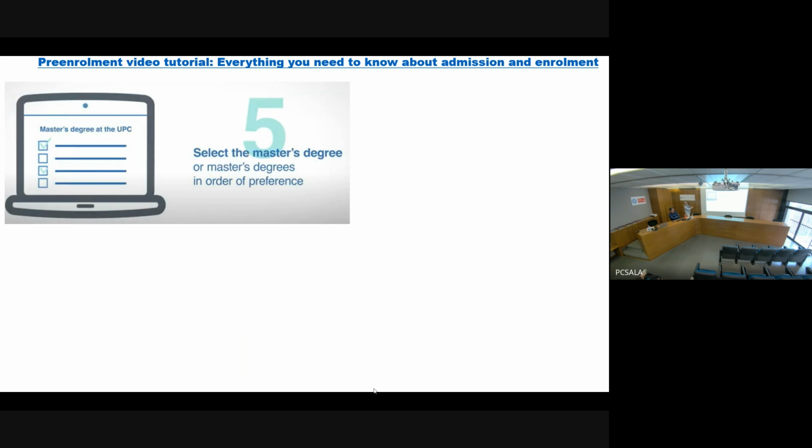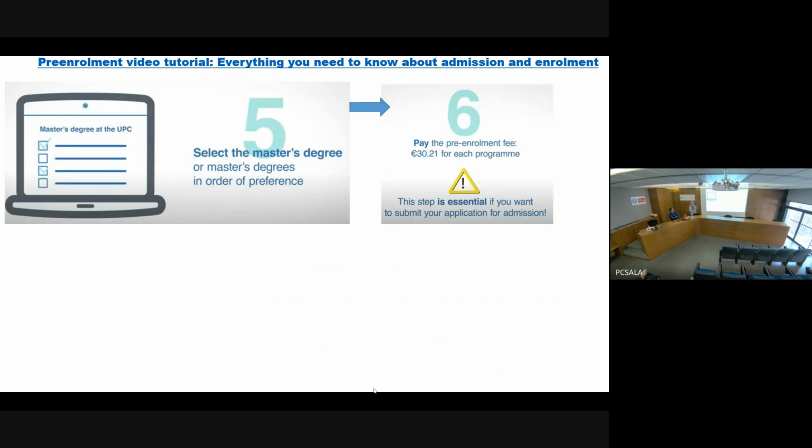And then once Alejandro and I verify that you have uploaded all the documents, we validate your request, and then you will have, first of all, to pay 30 euros for each master degree you request in the UPC. Some of you ask for several master's degrees. For each master degree you ask admission for, you need to pay 30 euros, okay?